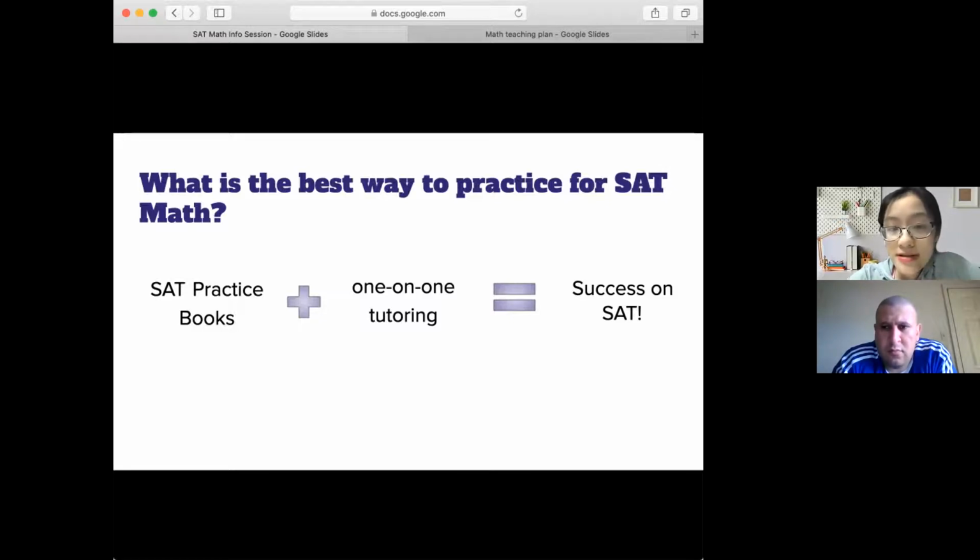And with these 2 parts, you're able to get success on the SAT. So getting a good score on the SAT math requires a lot of aspects, which include practice, a lot of practice, and tutoring. So based on personal experience, I think that those are very important.